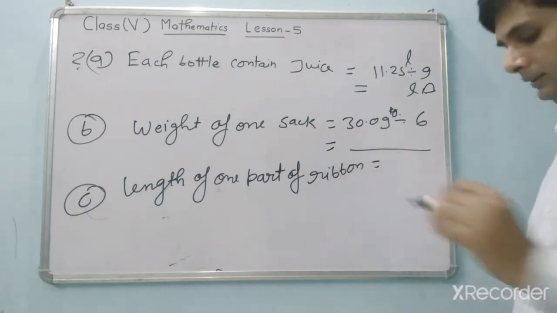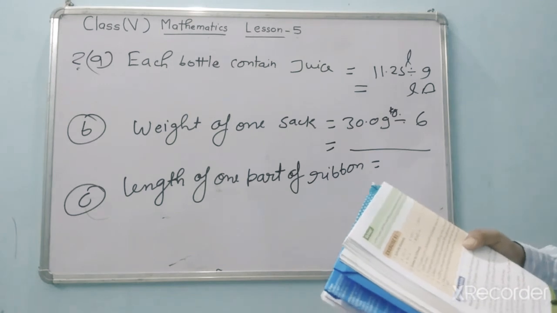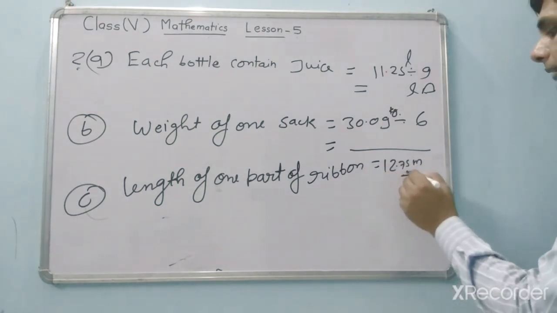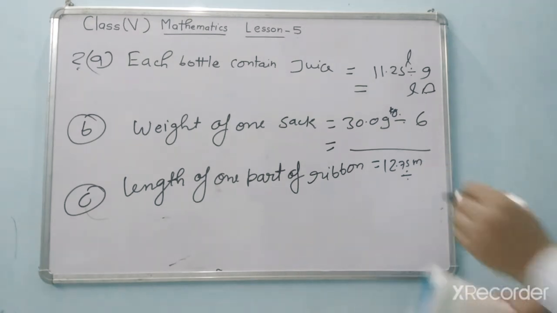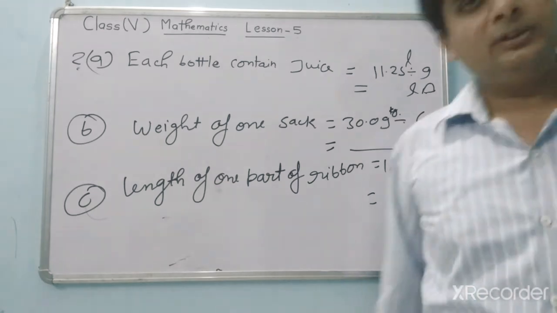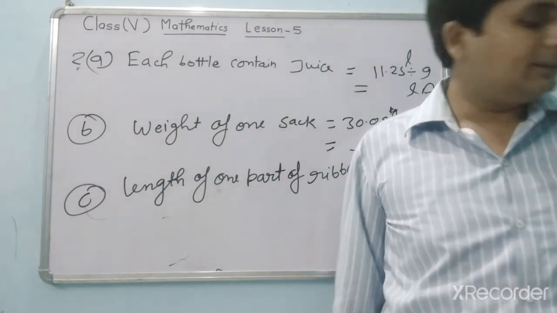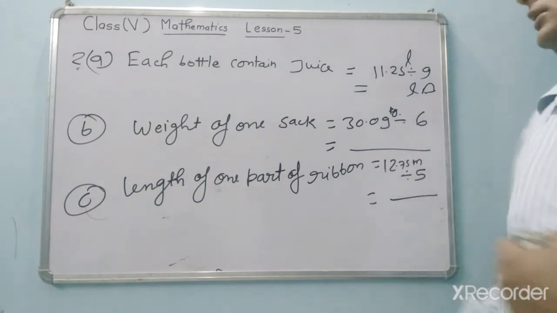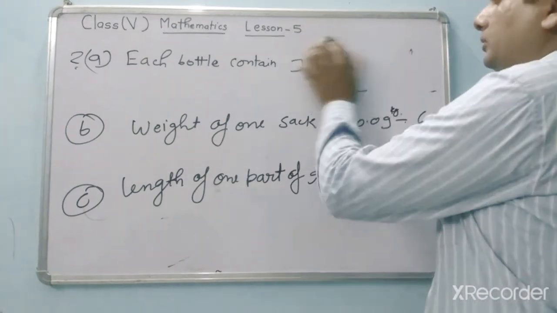What will be? So then after what to do? 12.75 meter divide by 5. What will come? That will be the answer. Do you see how simple the questions are? Okay. So this is the way you can solve the questions. Question number 8 is going to reach.